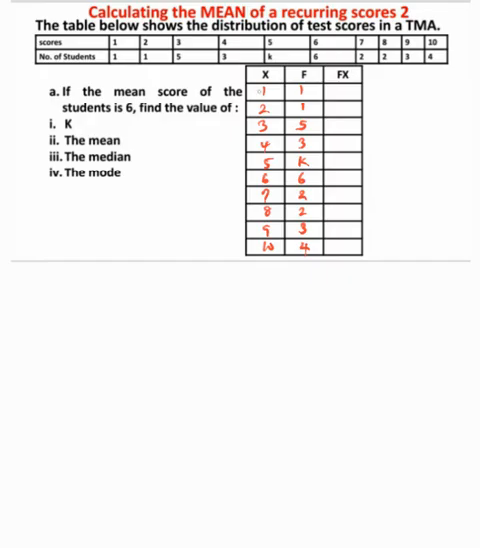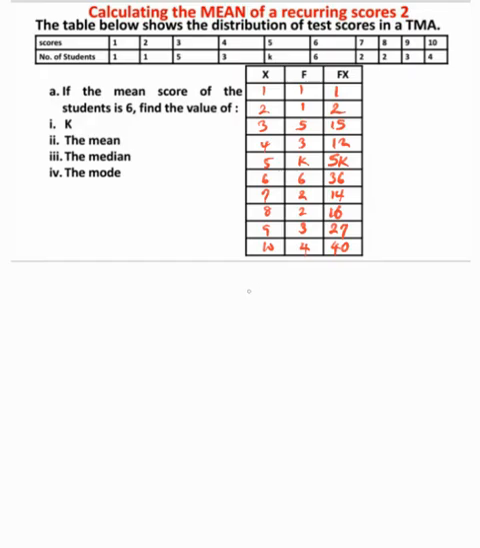All right, let's quickly find our fx. 1 times 1, we have 1. 2 times 1, we have 2. 3 times 5, 15. 4 times 3, we have 12. 5 times k, we have 5k. 6 times 6, 36. 7 times 2, we have 14. And 8 times 2, we have 16. 9 times 3, 27. And 10 times 4, we have 40.